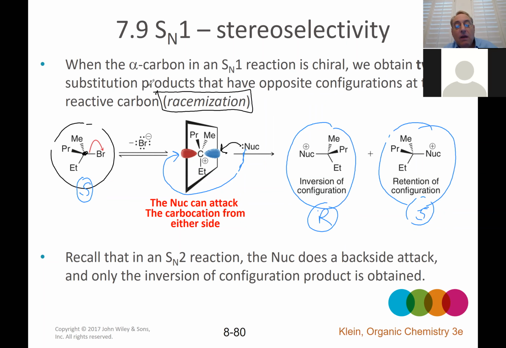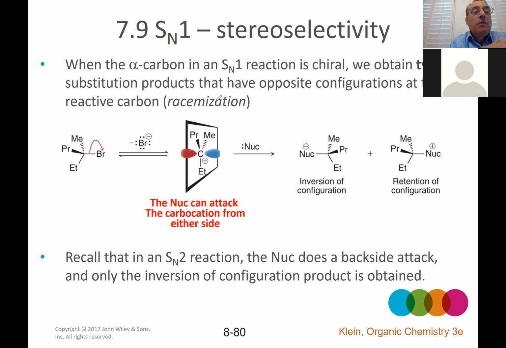Whereas in an SN2 reaction, you don't lose the chirality, you still have a chiral carbon at the end. It just has an opposite configuration. In an SN1, you lose the chirality. You form generally a racemic mixture. That process is called racemization. Okay. So I want to show you that's not 100% true.